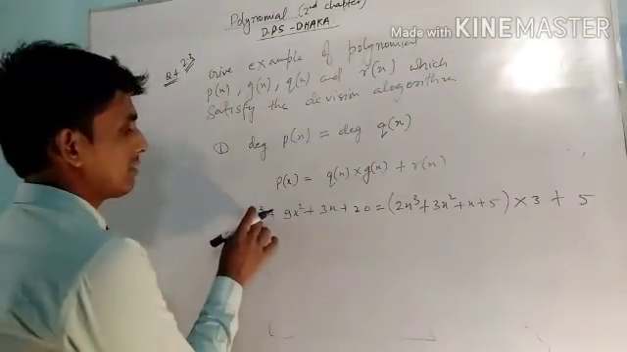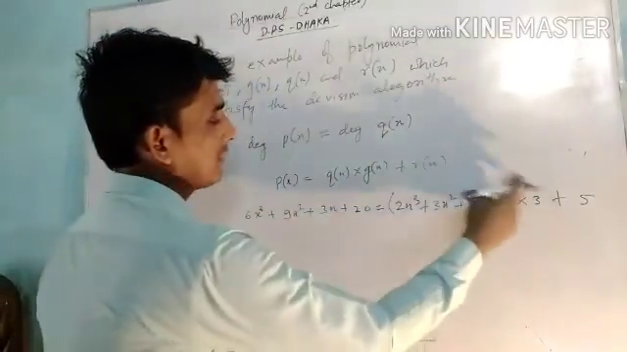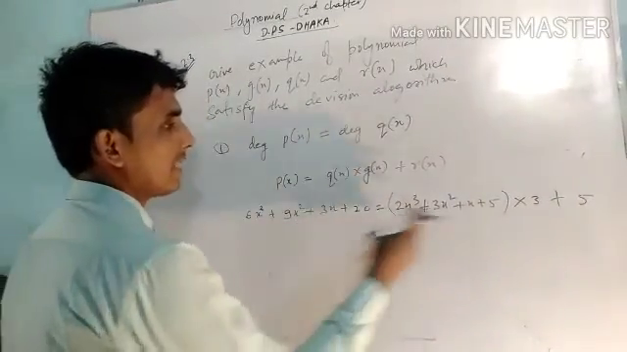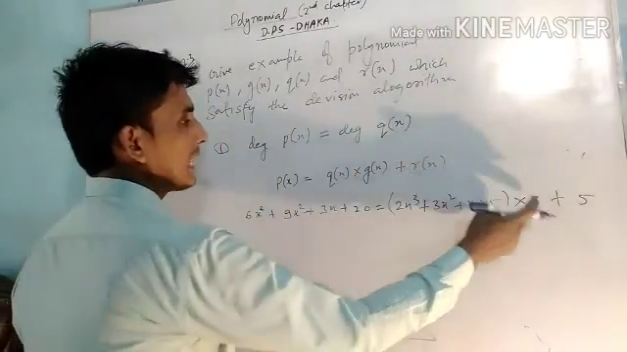You can check it out. 6x cube, if you multiply with this, you will get 6x cube. 9x square, if you multiply with this, you will get 9x square.